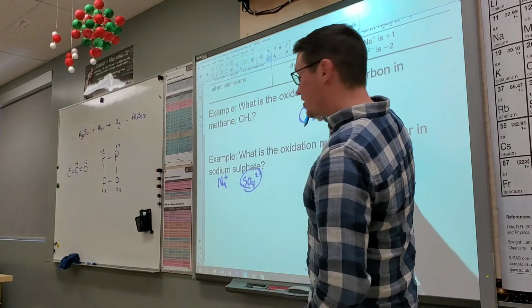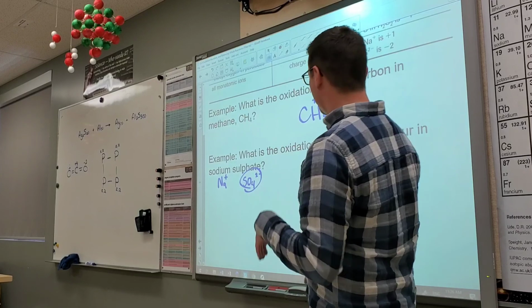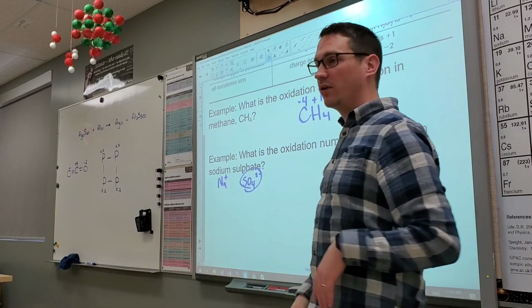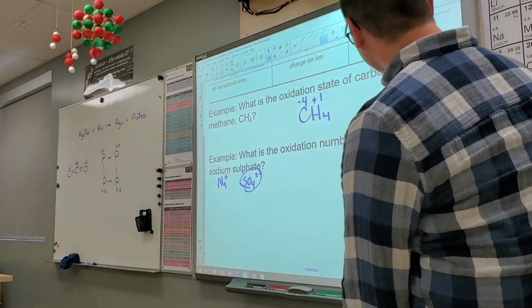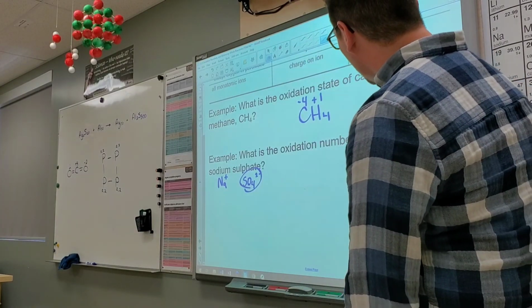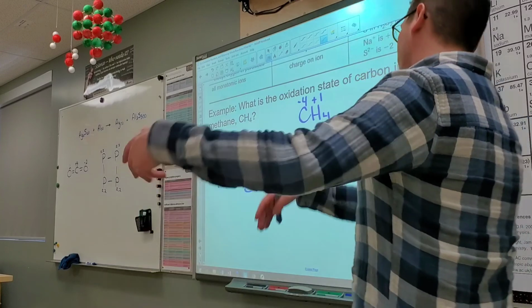Hopefully, hydrogen's plus 1. The whole thing has to add up to be 0, so carbon has to be negative 4. Good? Yeah, all right. We'll talk about that later.